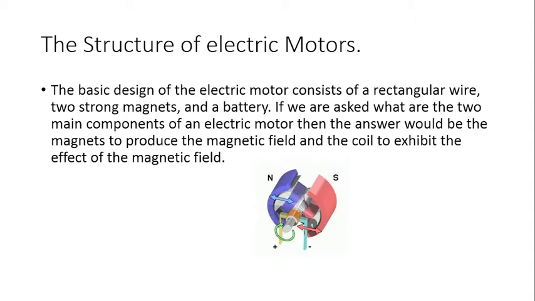The structure of electric motors. The basic design of the electric motors consists of a rectangular wire, two strong magnets, and a battery. If we are asked what the two main components of an electric motor are, then the answer would be the magnets to produce the magnetic field and the coil to exhibit the effect of the magnetic field.